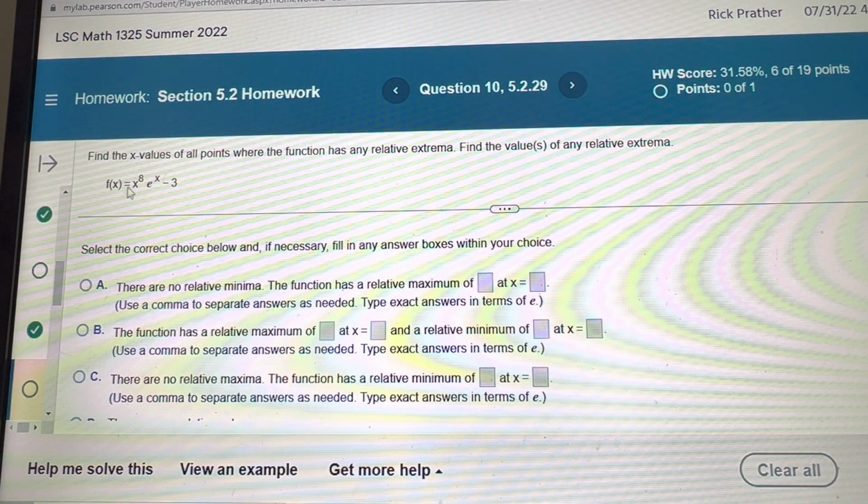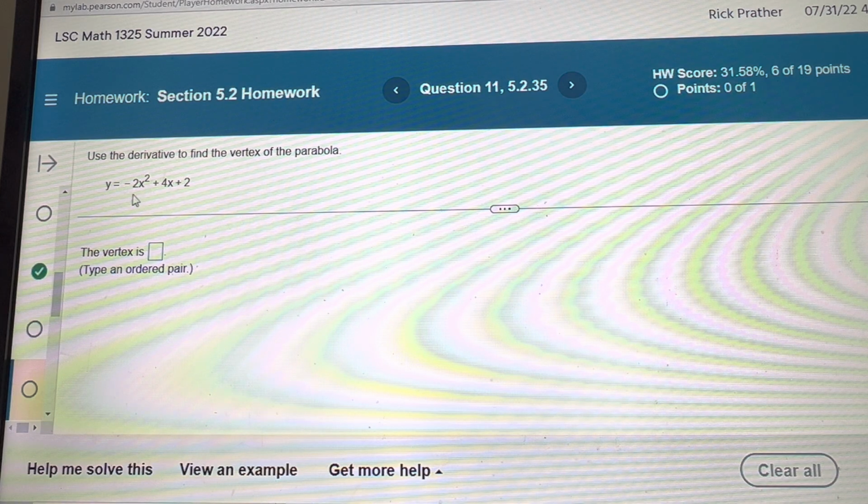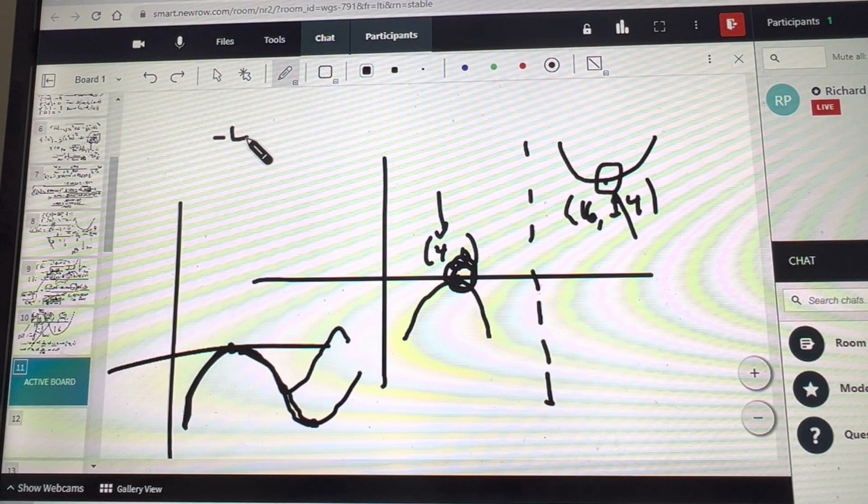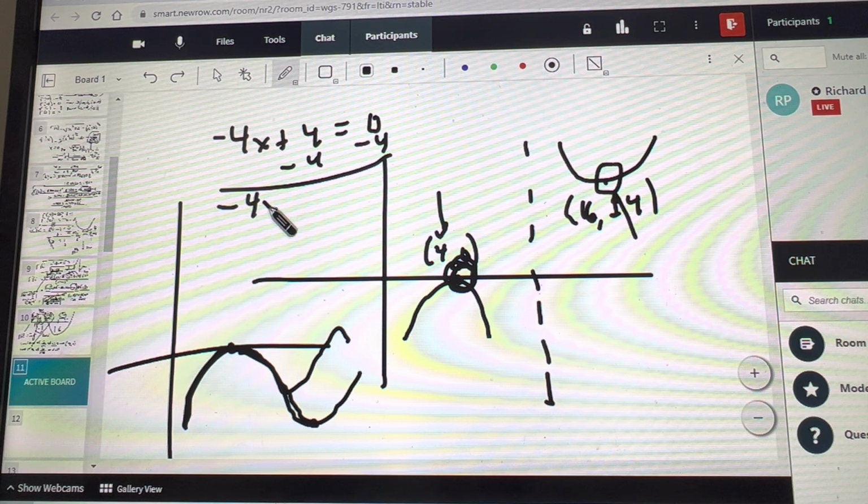So here's one where you just have to do the product rule. I just did a quotient rule example. Do the product rule for that one. Here's an easy one. Use the derivative to find the vertex of a parabola, because the derivative of this is negative 4x plus 4. It's only going to have one critical number, a positive 1 critical number.